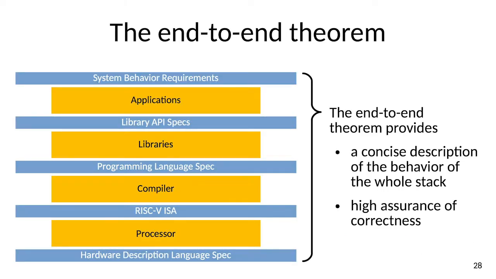We call this theorem the end-to-end theorem because it expresses the high-level behavior of the system in terms of a low-level hardware description language describing the processor. It provides a concise description of the behavior of the whole stack, and it gives us high assurance of the correctness of the system. And this also excludes a large class of security vulnerabilities.